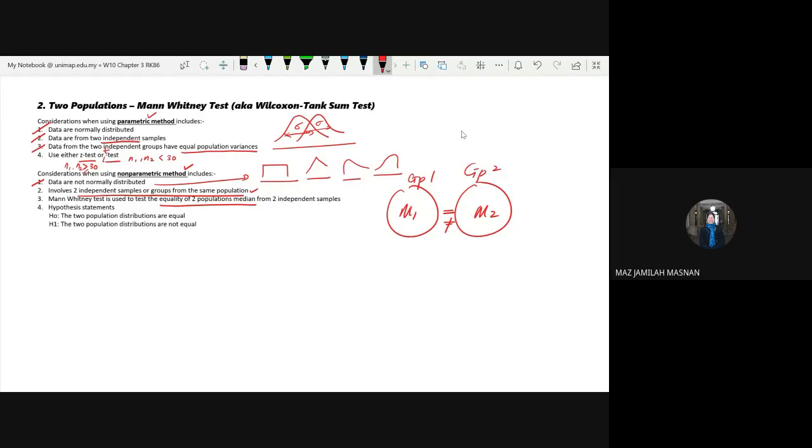Okay, now what about the statement? The statement would be that the two population distributions are equal. The two distributions are not equal for the alternative. So this reflects this one. Okay. When you say M1 is not equal to M2, it reflects this. Okay. Let us look at how we can solve the Mann-Whitney test.